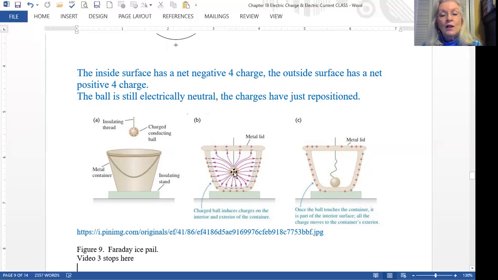So if the ball has a +8 charge, the surface will have a +8 charge. If the ball had a +27 charge, the outside surface will have a +27 charge. If you let the ball touch, because the ball started out positive, it's actually going to accept negative charges, and you'll end up with the bucket itself ending up with actually a true net charge on it.